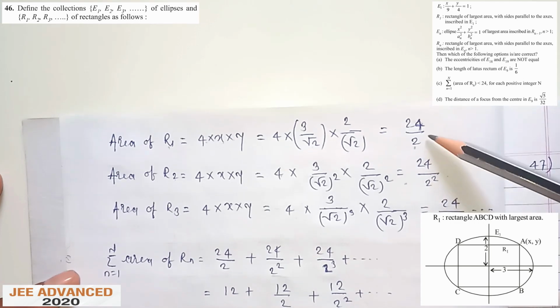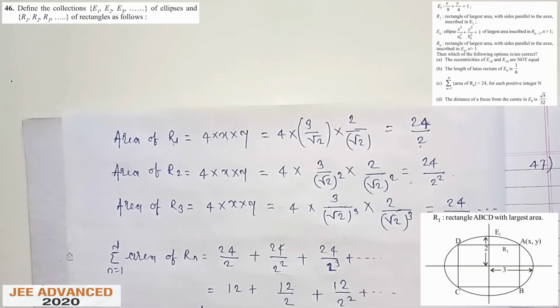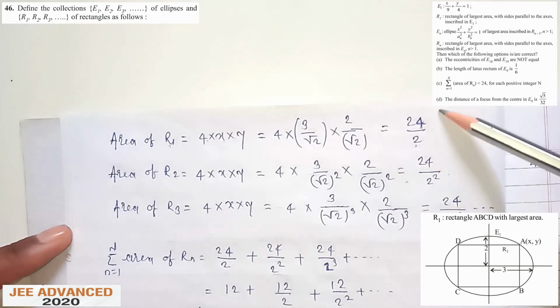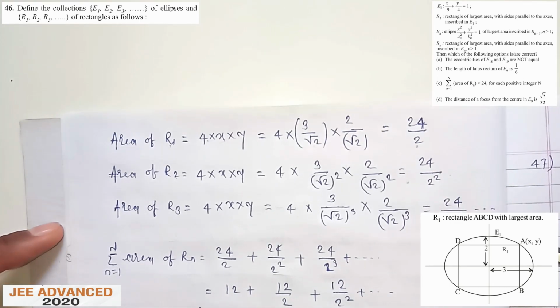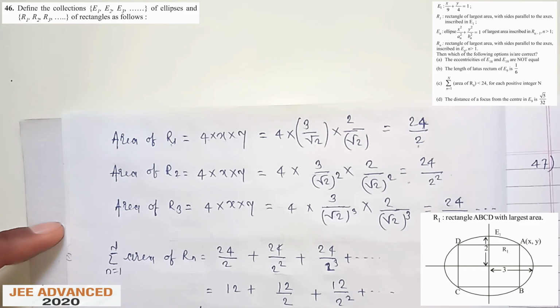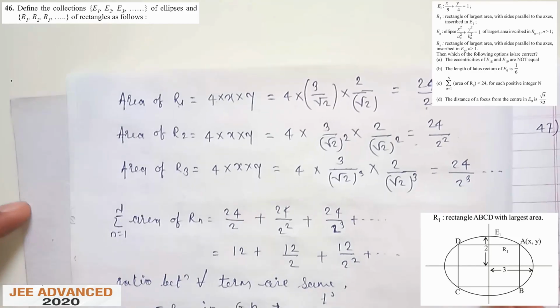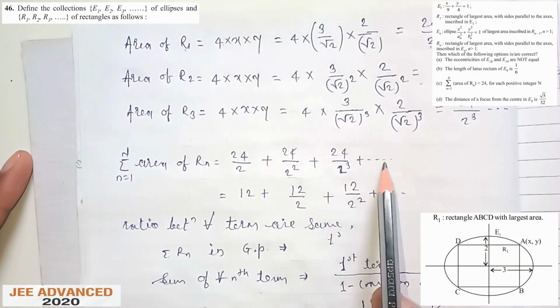These are all the values for the areas of R1, R2, R3 and so on. We don't need to find further, because these values have a relation between them: 24 by 2, 24 by 2 square, 24 by 2 cube, and the area of Rn is 24 by 2 raised to n. These are in a geometric progression, which we learned, where the ratio between the terms is the same. So let's find the summation of the areas of Rn, which is 24 by 2, plus 24 by 2 square, plus 24 by 2 cube, and so on up to 24 by 2 raised to n.